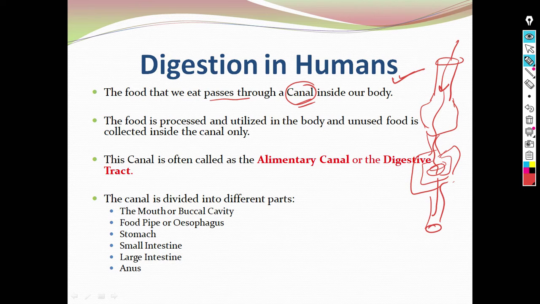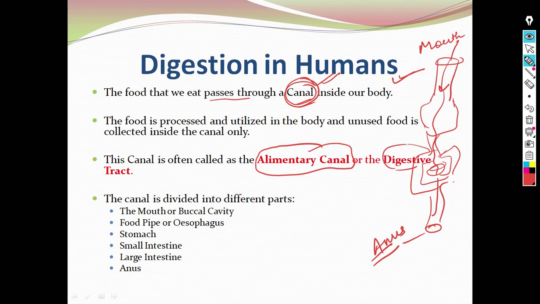This is not a fair diagram, but starting from your mouth when you are eating the food until the anus where excretion takes place, this whole thing is a canal. This complete canal is called the alimentary canal or the digestive tract. Remember these things, these are important. Alimentary canal or digestive tract.